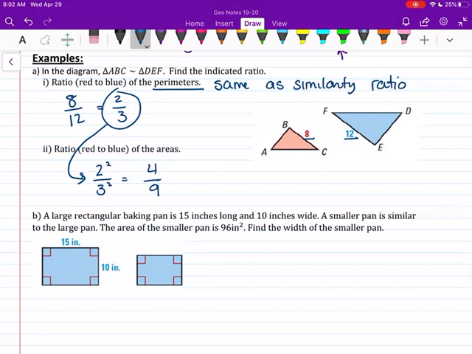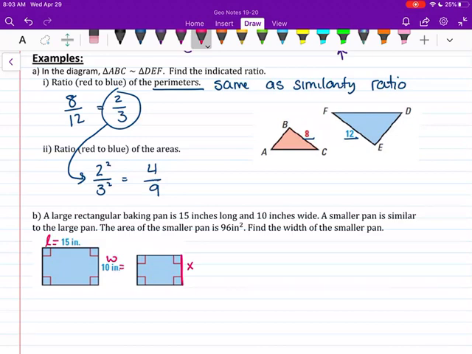Okay, part B. A large rectangle baking pan is 15 inches long and 10 inches wide. A smaller pan is similar to the large pan, and the area of the smaller pan is 96 square inches. Find the width of the smaller pan. Let's see which one they called length and which one they called width. The large baking pan is 15 inches long, so this is my length, and 10 inches wide, so this is my width. I am looking for this length right here, the shorter side of my smaller pan.